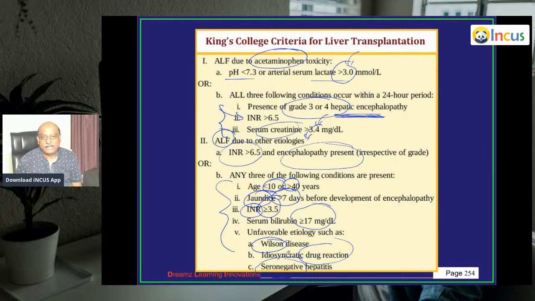Dekho, you still have to mug it, whether you tomorrow want to become a dermatologist or an ophthalmologist. King's College criteria padhai karna padega, kyunki examiner ke question bank mein baitha hai.